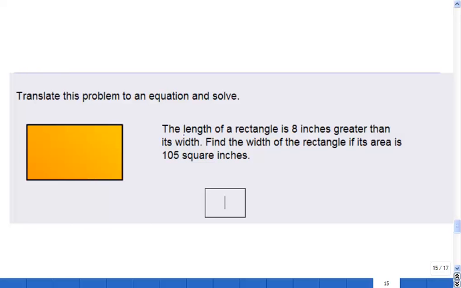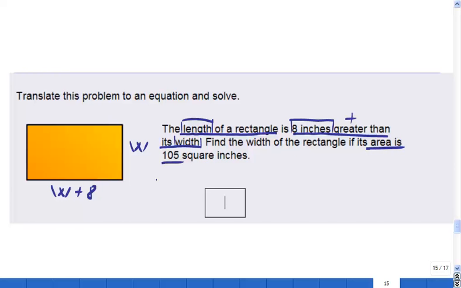We know that the length of this rectangle, right, is 8 inches greater than what? Its width. So if its width is W, its length is going to be W plus 8, right? Because the length is 8 inches greater than its width. That was easy. Find the width if its area is 105 square inches.